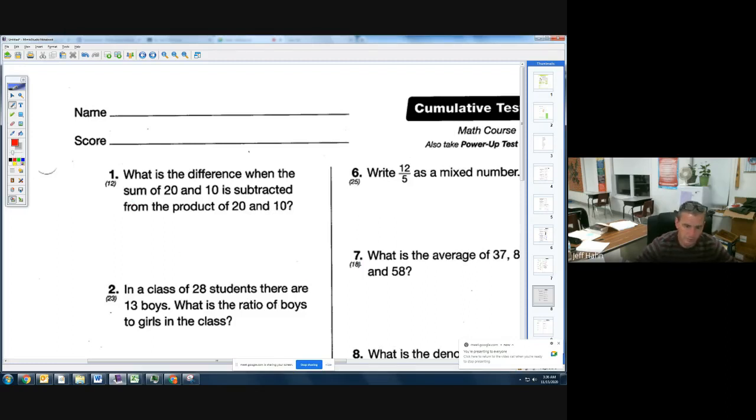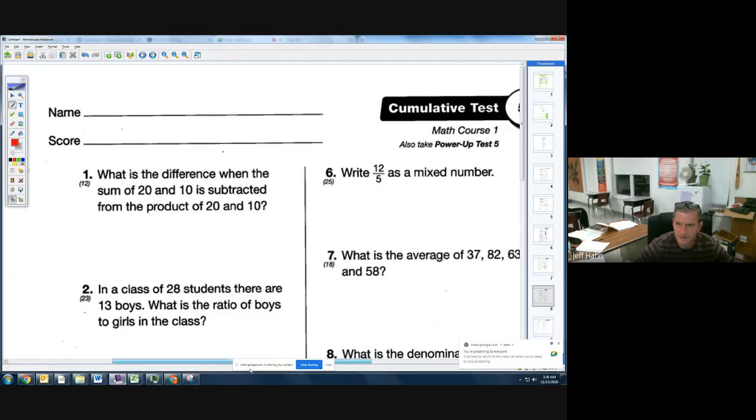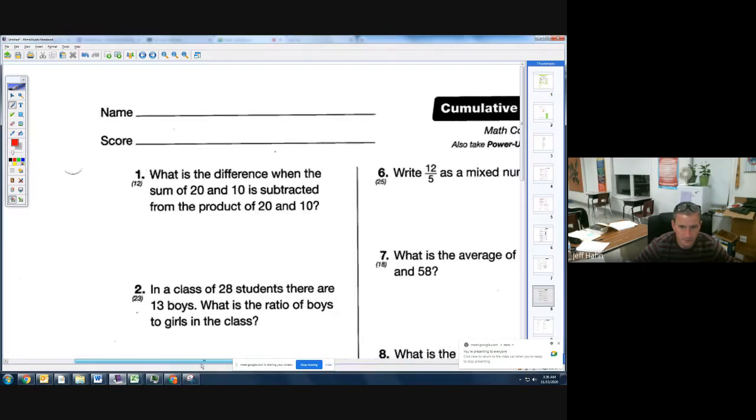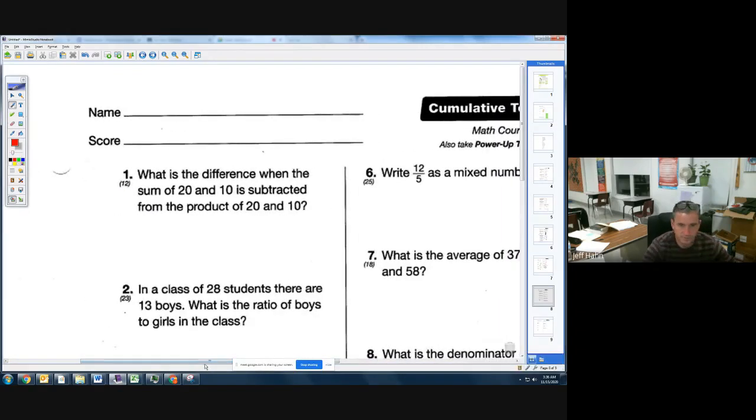Starting off with problem number 1. Again, this is Pretest 5A. Hopefully I grabbed the right one for you and we're all in good shape here. Question number 1, what is the difference when the sum of 20 and 10 is subtracted from the product of 20 and 10? So we've got a whole bunch of stuff going on here.